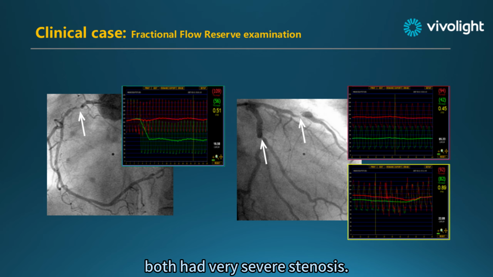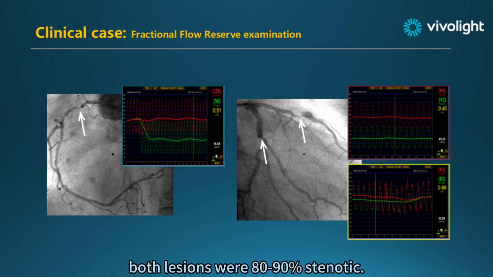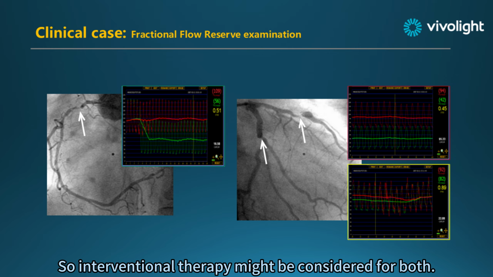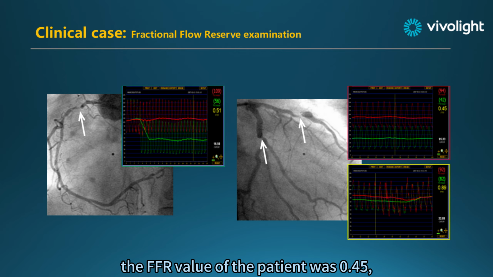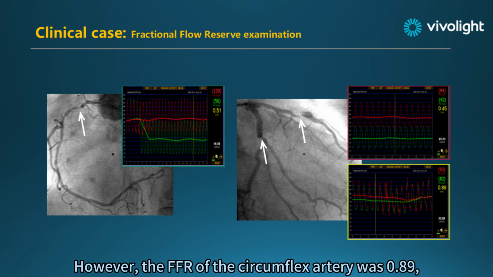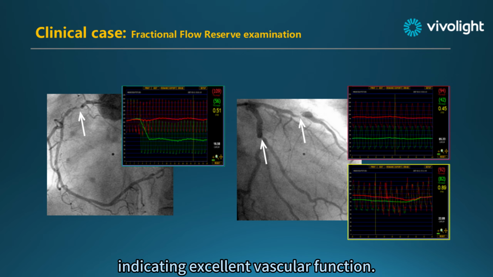Based solely on the degree of stenosis, both lesions were 80 to 90% stenotic. So interventional therapy might be considered for both. From the perspective of the LAD, the FFR value of the patient was 0.45, so PCI is clearly indicated. However, the FFR of the circumflex artery was 0.89, indicating excellent vascular function.